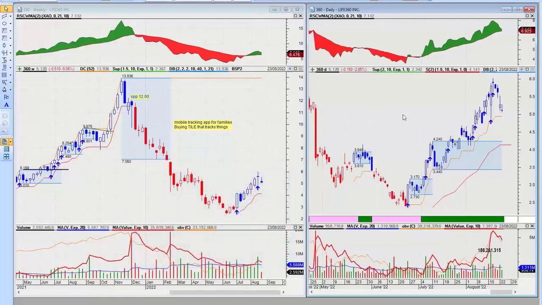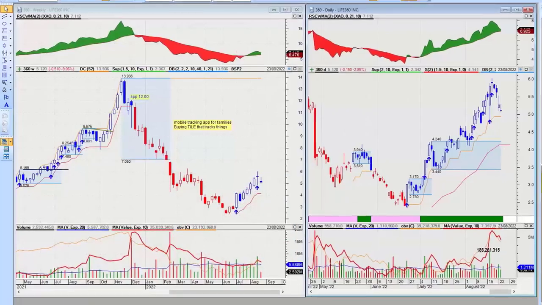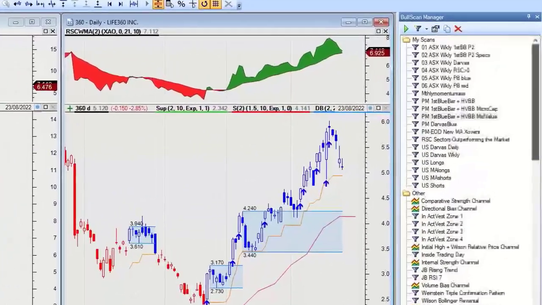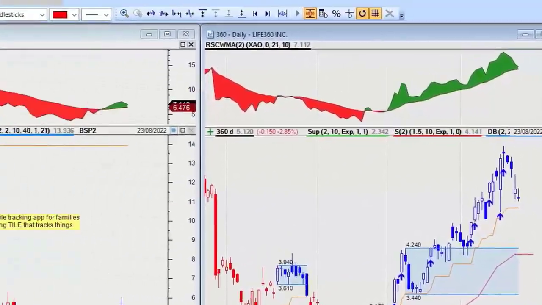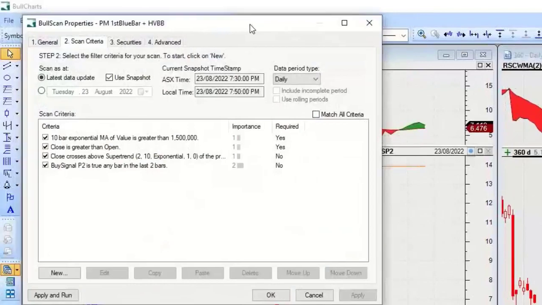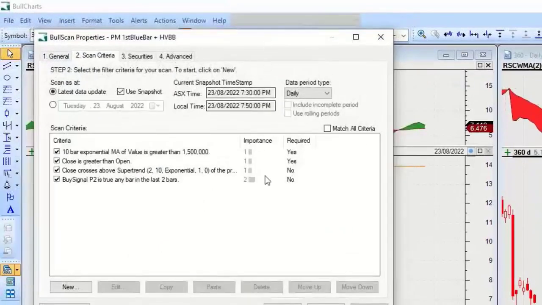Okay, so the scans I've got, here we go, edit. So now I'm looking for a couple of things. I'm looking for the first blue bar. I'm also looking for any instance of a high volume bullish bar. So I could do that with 2 scans, but I'm a bit lazy. I want to see them, but I want to see them all in one scan. So we have to create a scan that shows me just what I want to see.